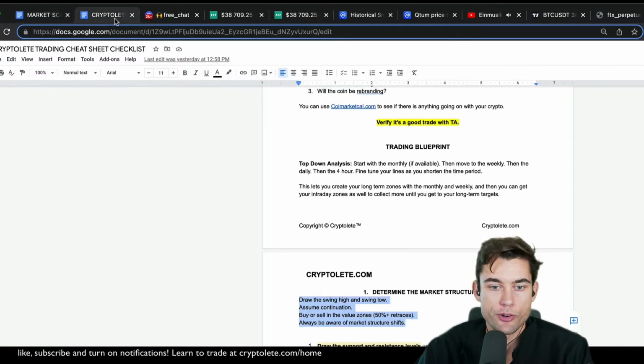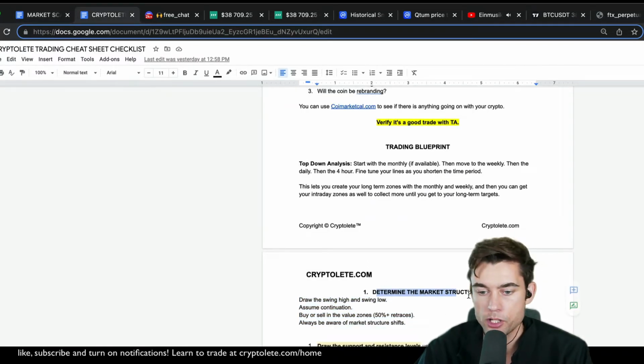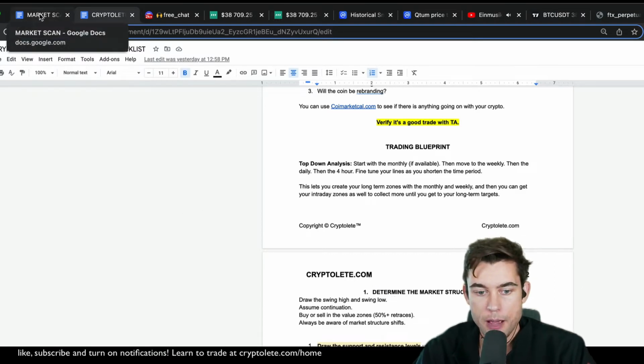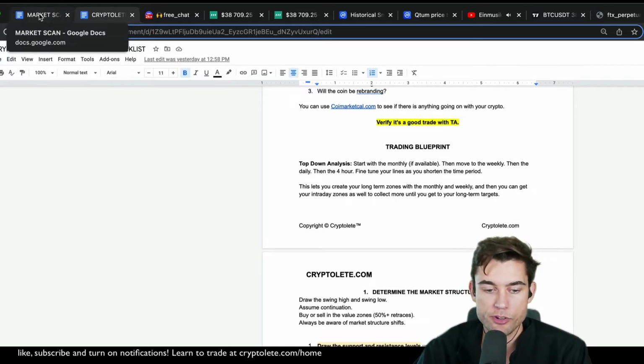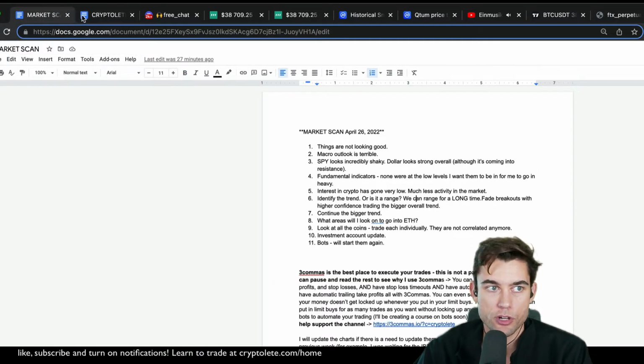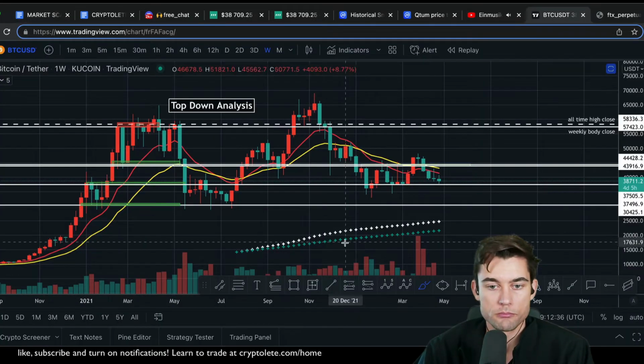Okay. I have a trading cheat sheet, and basically determining the market structure is what you want to do. Draw the swing high, the swing low, assume continuation will happen, buy or sell into the value zones, which is about a 50% plus retrace, and then always be aware of the market structure and breaks in the market structure. So that's just obviously something super big.